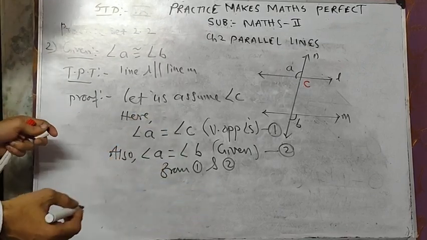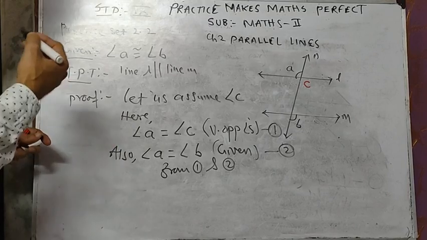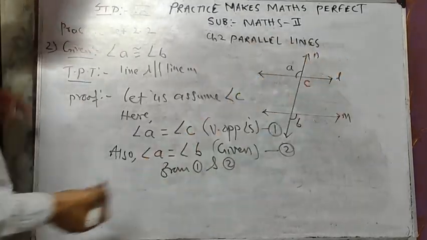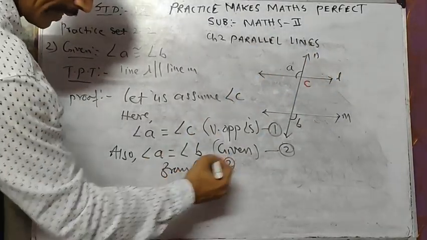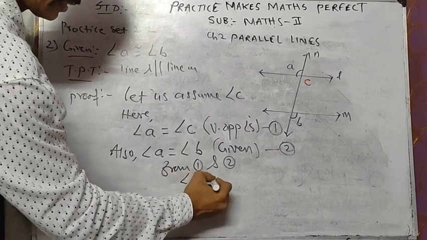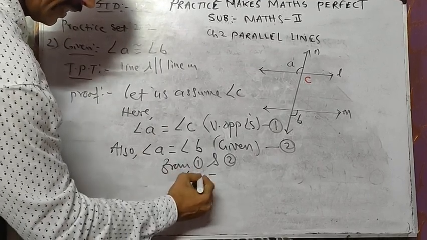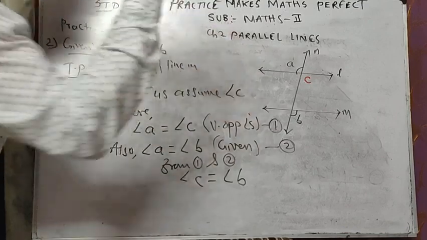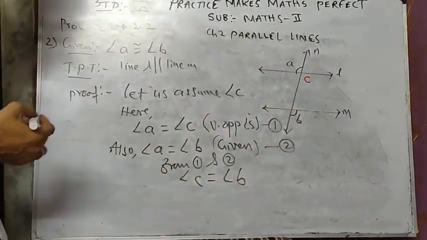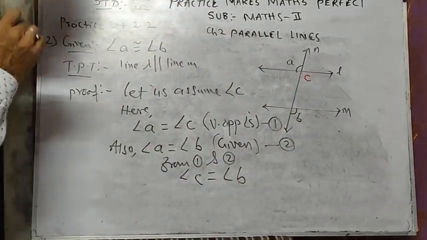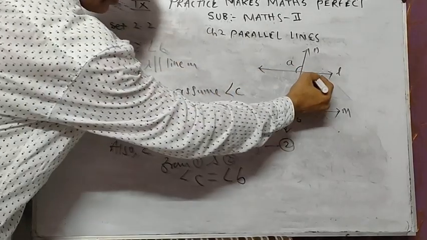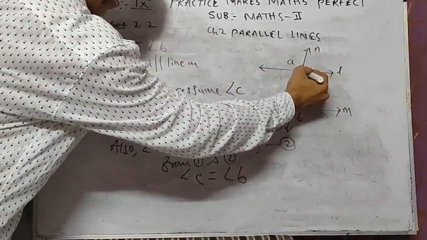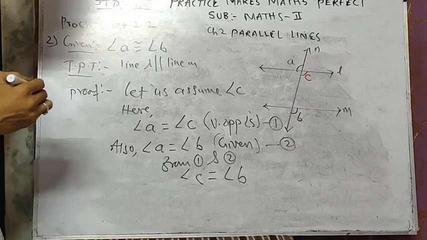AA. Okay, left hand side is same. Automatically right hand side is also same. From 1 and 2, angle A is equal to angle C, which is equal to angle B. Now you can see here in the diagram, angle C is equal to this angle. Okay, angle C is equal to angle B.